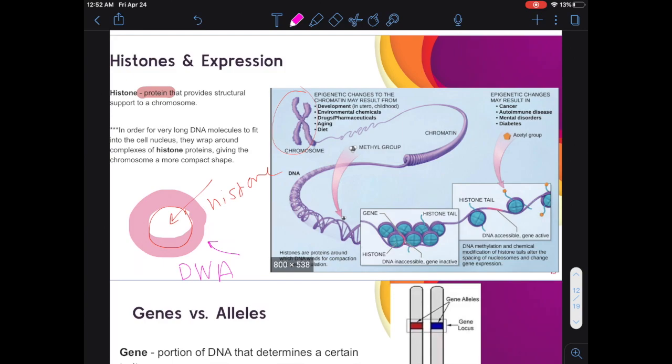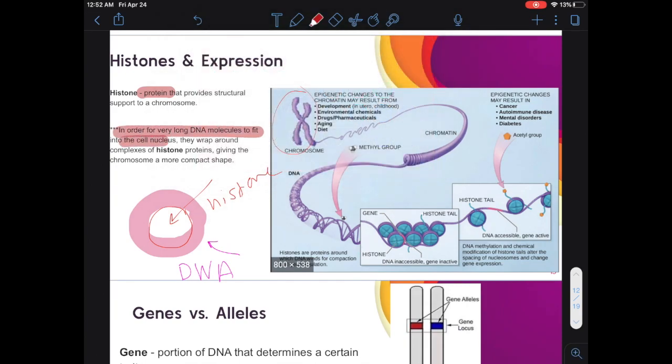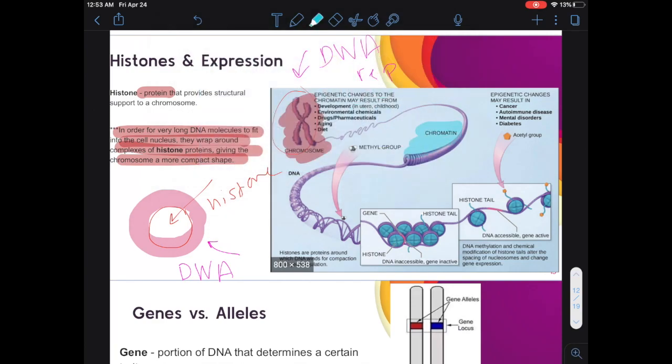Basically, think about how much DNA we have. Also, think about the storage. We're storing all this DNA inside of a nucleus, and that's super tiny, and we have so much DNA. So in order for the DNA to fit inside of the nucleus, it needs to wrap around these histones to give the chromatin or chromosome a more compact shape. Here, the chromosome is the super condensed version. This is what it looks like when DNA is replicating. But on a normal basis, it's in the form of chromatin. And that's the same thing. It's the DNA wrapped around the histone, the protein.